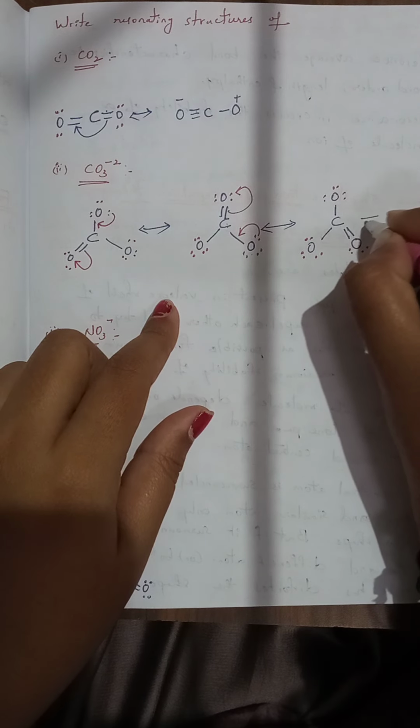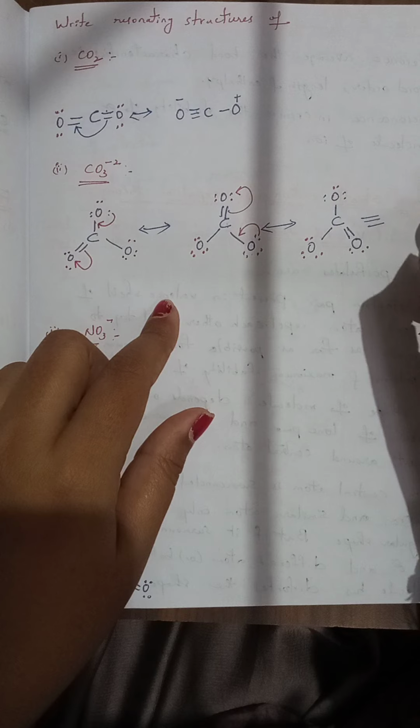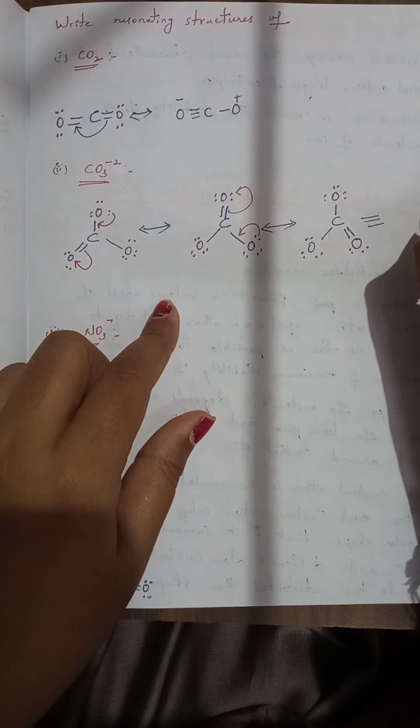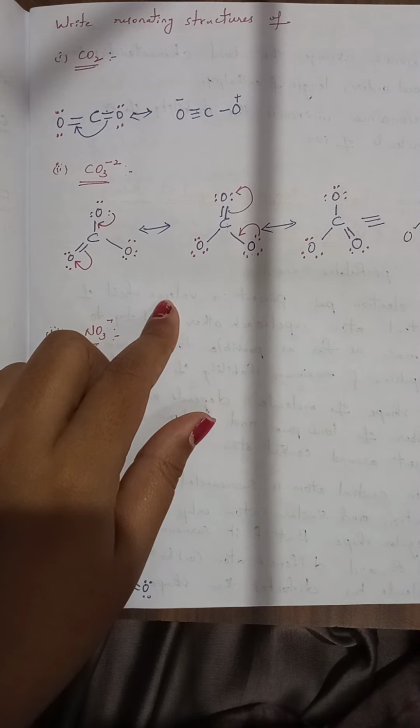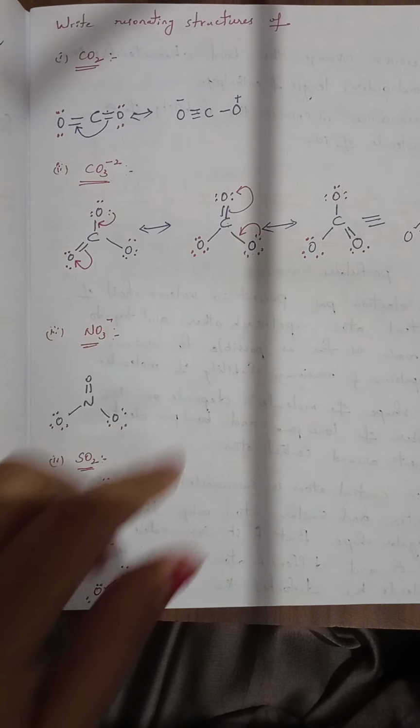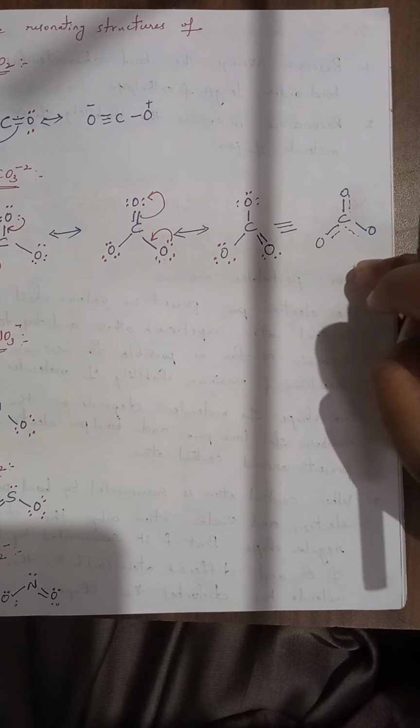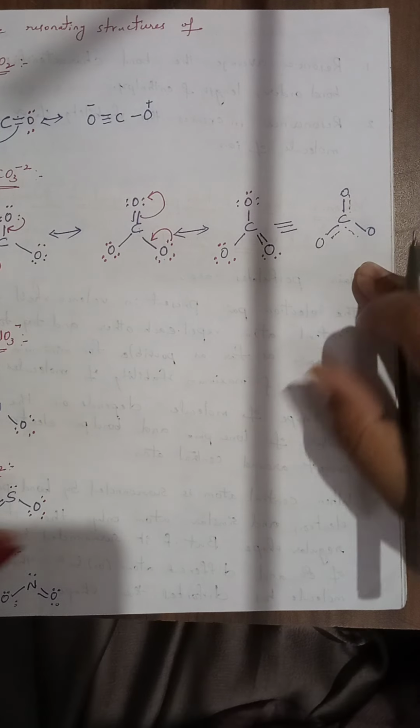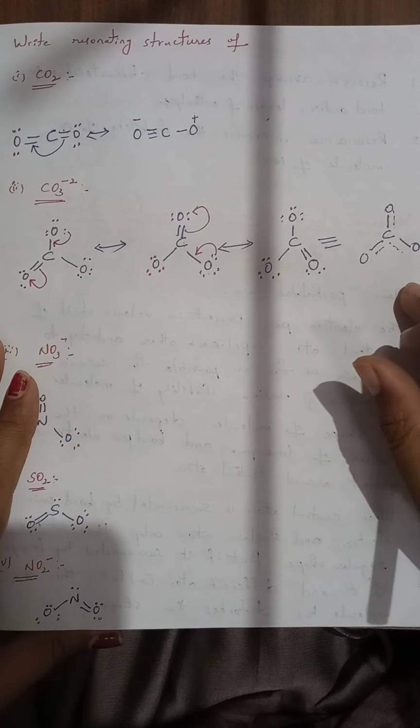So then we can have a special resonance hybrid structure for this: C, O, O, O. Here the double bond is revolving between all these atoms. So then we can consider it as the resonance hybrid of this particular ion.